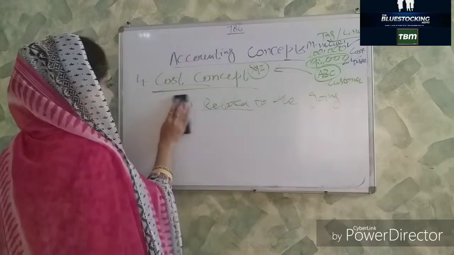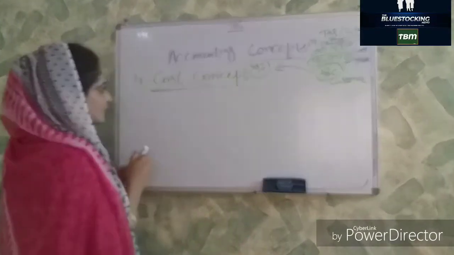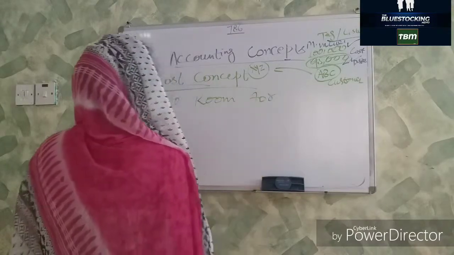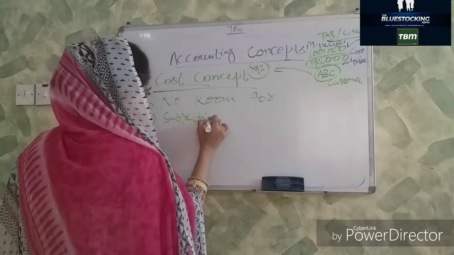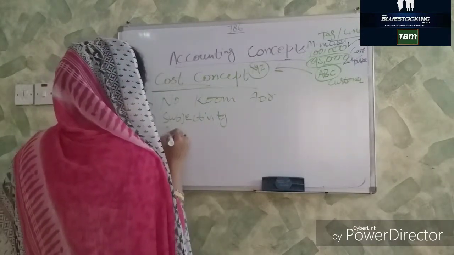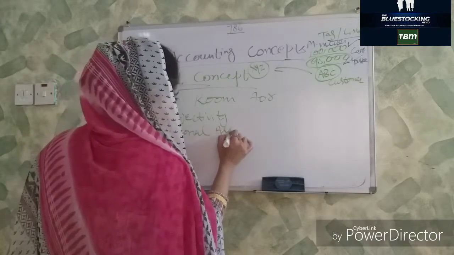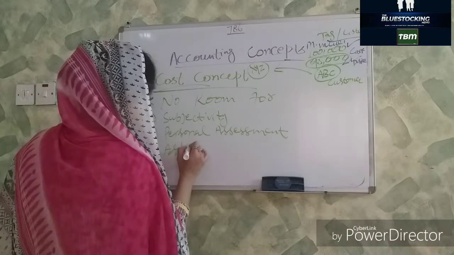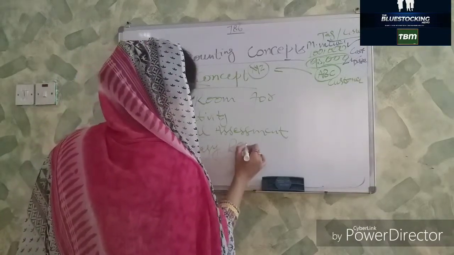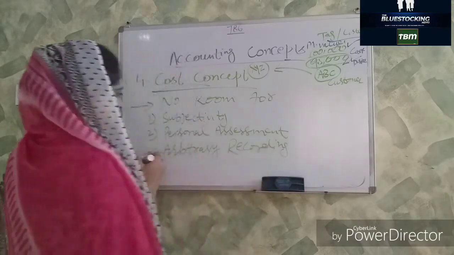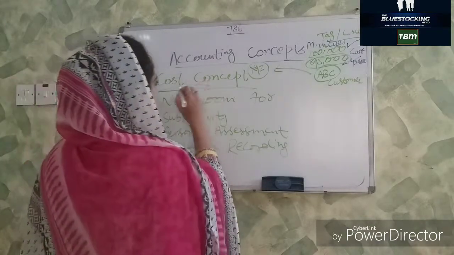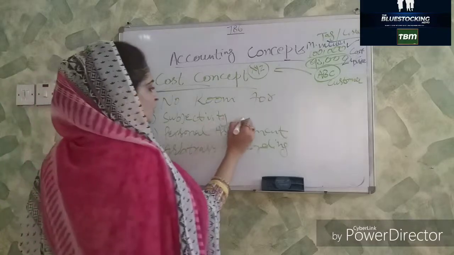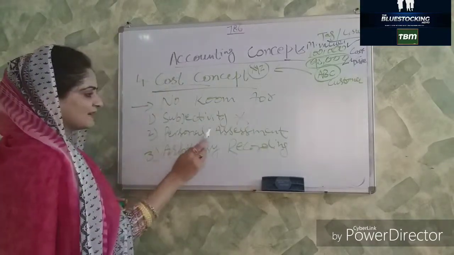And also, this concept denotes that there is no room for subjectivity, personal assessment, and arbitrary recording. There is no room for subjectivity, because according to this rule, the purpose of accounting should be to record the cost value because it's more objective. So the subjectivity here will be ignored. Also, the personal assessment of an accountant.